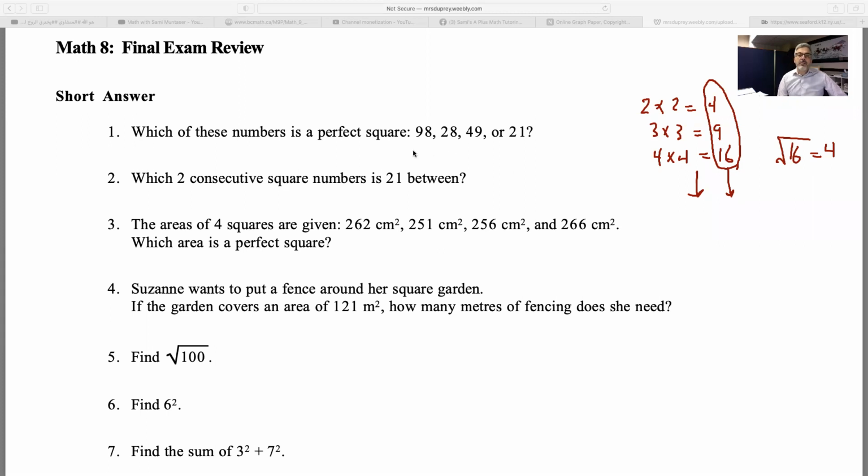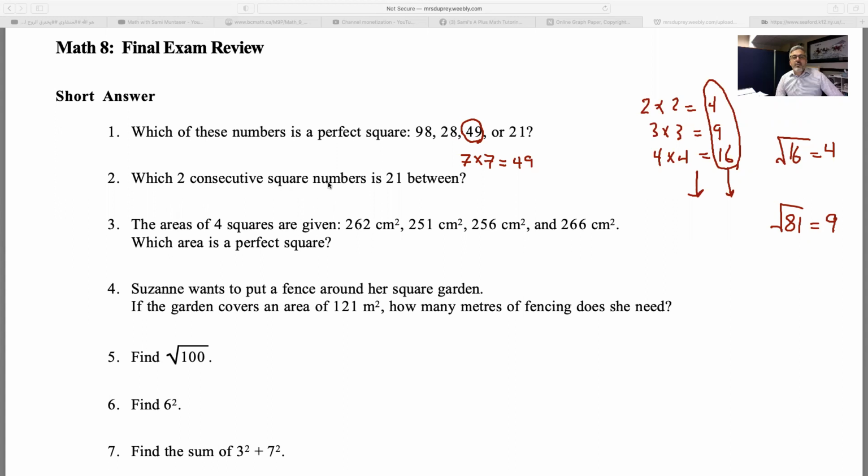So if you look at these numbers and you want to make a choice, which one is a perfect square? It is the 49. Why? Because 7 times 7 gives you 49. So what's special about the perfect squares? We know the square roots of them. The square root of 49 is 7. The square root of 81 gives me 9, which means 9 multiplied by itself gives you 81. That's what perfect squares are.